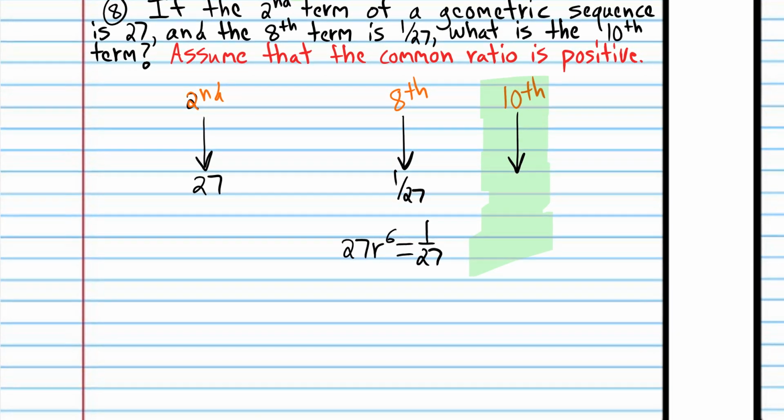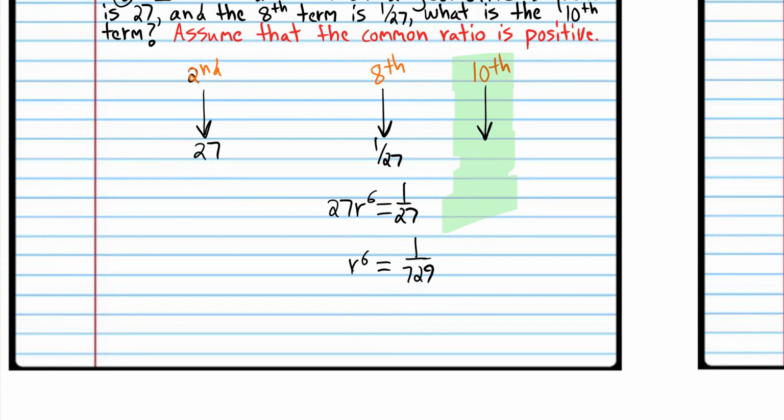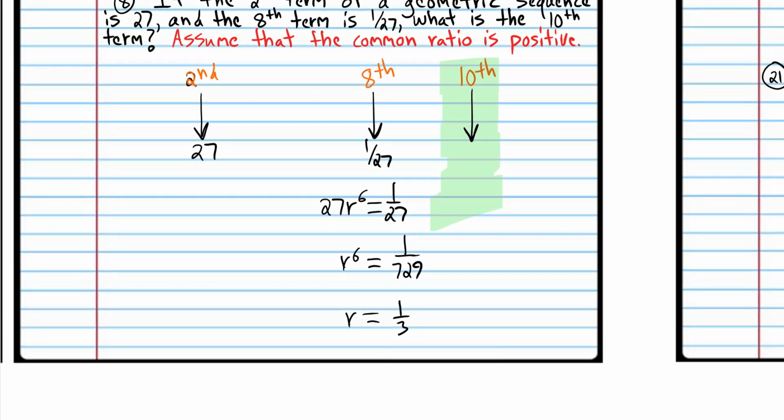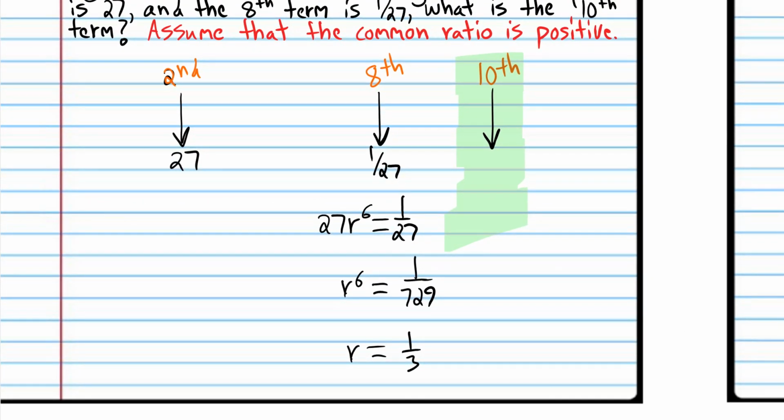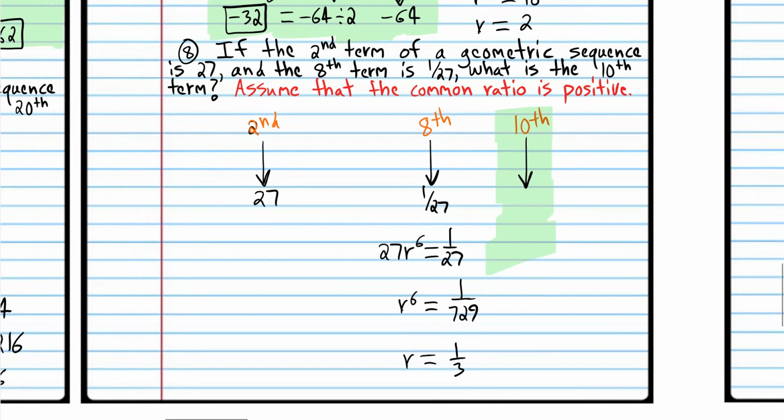And let's divide both sides of that equation by 27. And we get 1/729. So if we 6th root that, we get 1/3. So the common ratio is 1/3. And we need the 10th term.